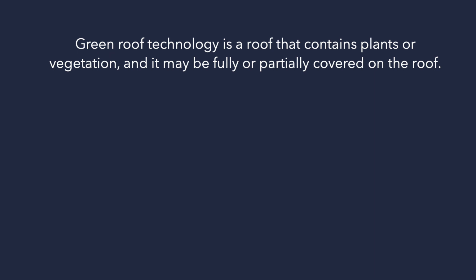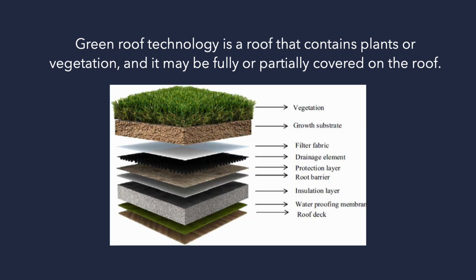Green roof technology is a roof that contains plants or vegetation, and it may be fully or partially covered on the roof. We can see the figures in here. There are a few layers: the top layer is the vegetation, growth substrate, filter fabric, drainage element, protection layer, root barrier, insulation layer, waterproofing membranes, and the last layer is the roof deck itself.